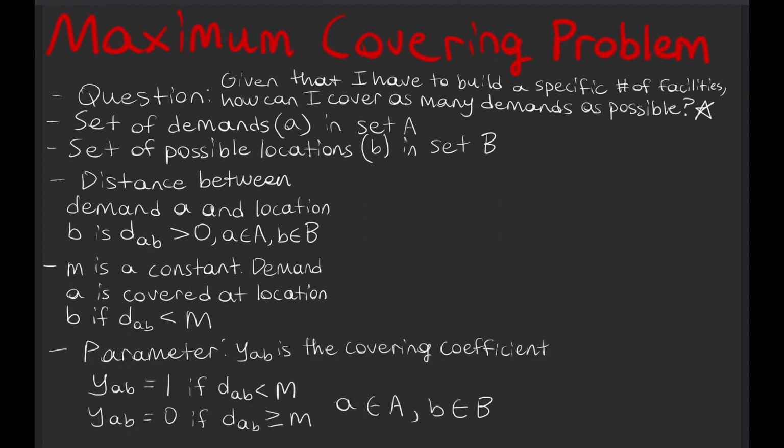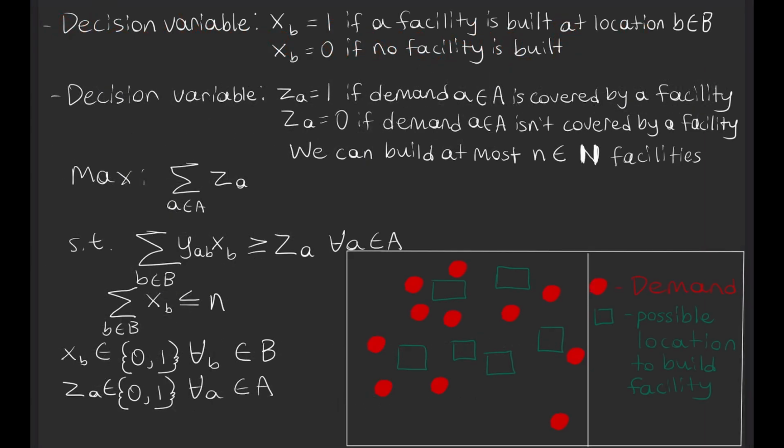Also, what we had in the last problem, we also have in this problem. We have a parameter YAB, which is the covering coefficient. YAB is equal to 1 if DAB is less than M. YAB is equal to 0 if DAB is greater than or equal to M. A is an element of A. B is an element of B. Our first decision variable is the same as in the last problem. If xb is 1, a facility is built at location B. If xb is 0, no facility is built.